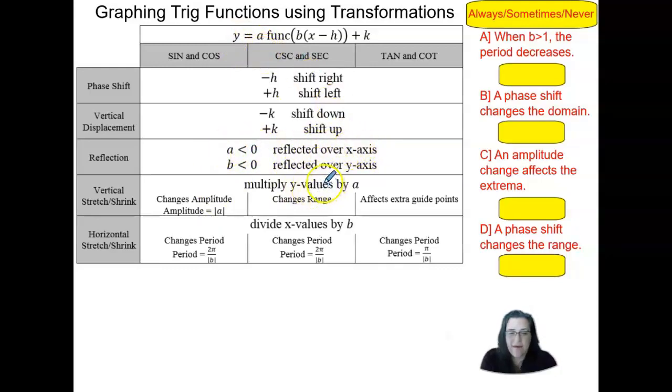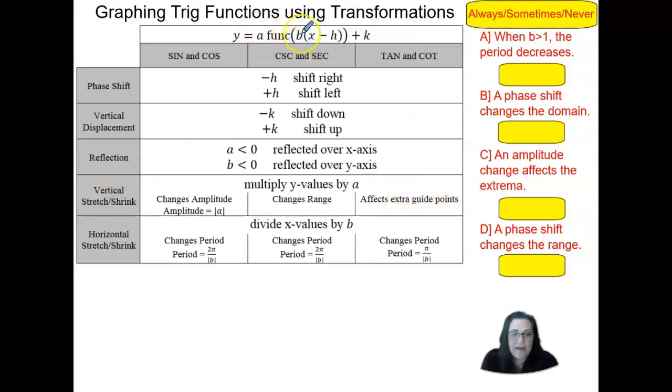And the a value is going to change the range for many of these parent graphs. Only the tangent and cotangent range would not be affected by a vertical stretch or shrink because tangent and cotangent have a range of all real numbers. But it will affect the guide points on the tangent and cotangent functions graph.